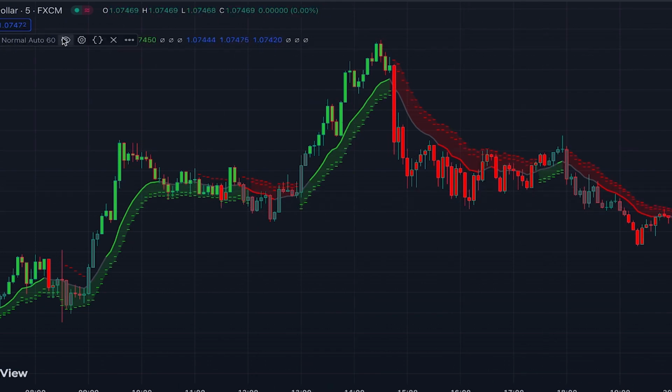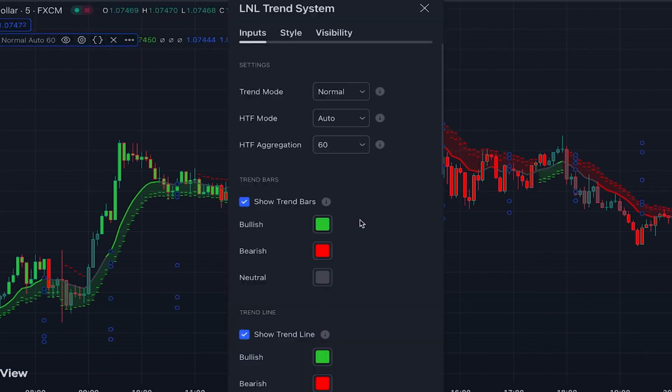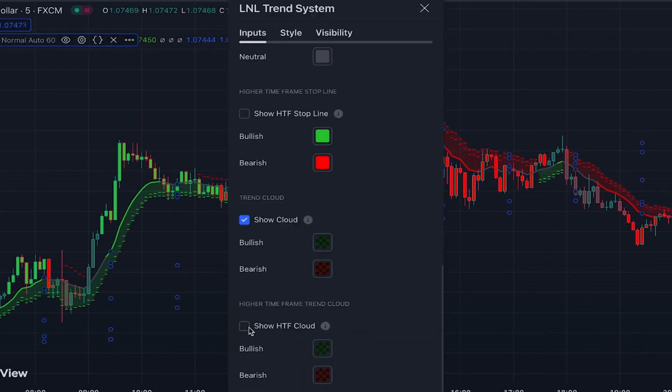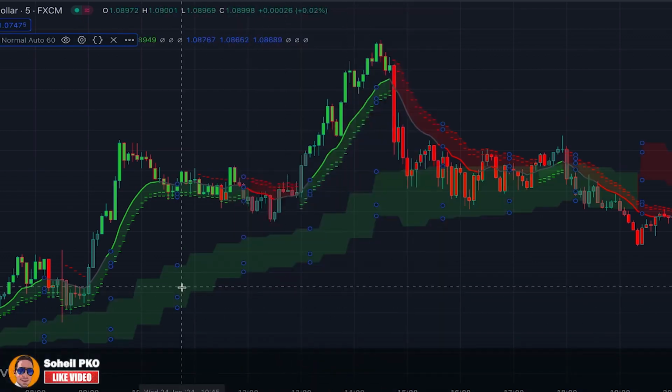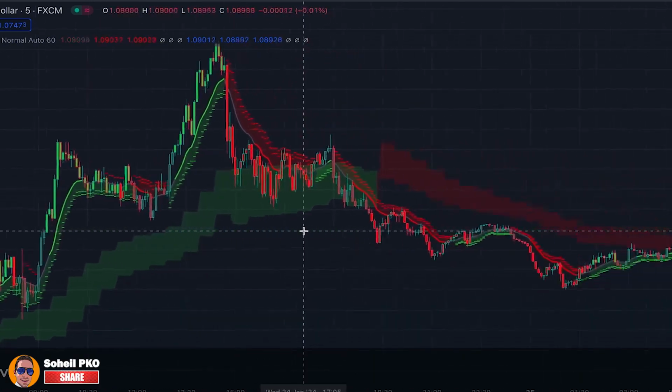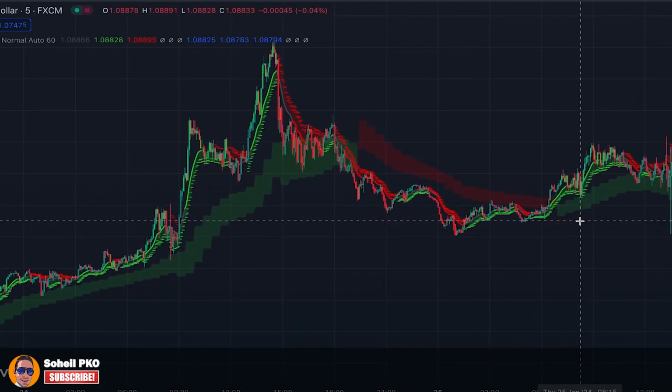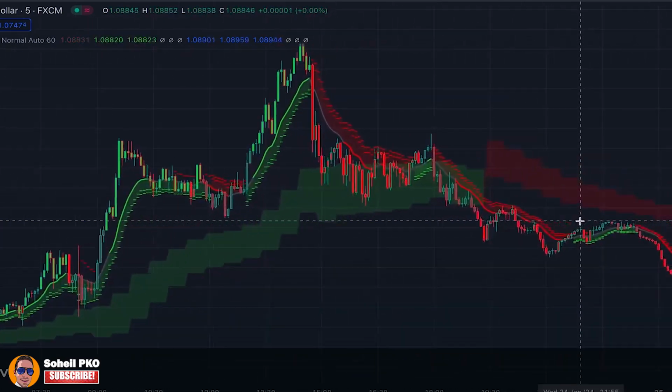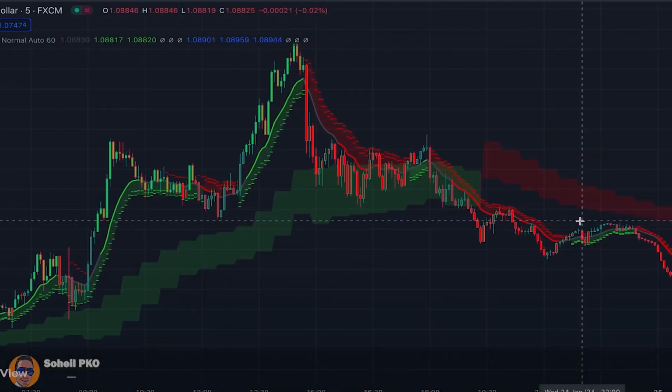There is another component for this indicator, which is the higher time frame cloud, that you can turn on here in the settings, and it's very useful for identifying the longer term trend of the market. When it's green, the longer term trend is up, and when it's red, the longer term trend is down. Alright, now let's see how these different components are used together for entering a trade.